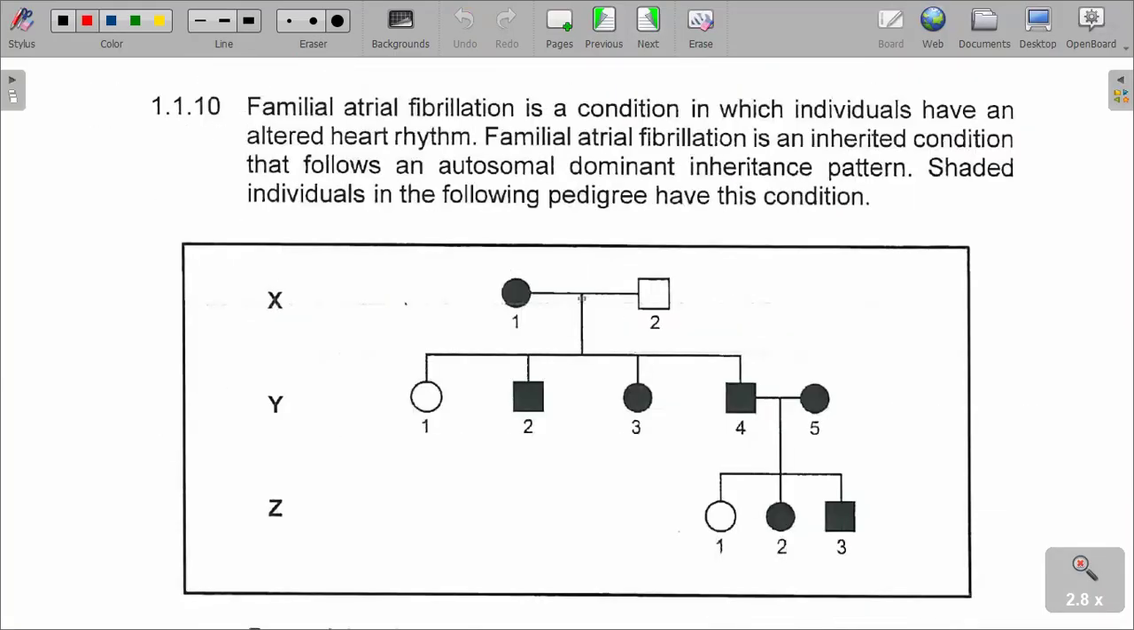And then we are given familial atrial fibrillation, a condition in which individuals have an altered heart rhythm, the pumping, the heartbeat. The condition is an inherited condition that follows an autosomal dominant inheritance pattern. So we are saying it is caused by what? A dominant allele. And then shaded individuals in the following pedigree have this condition.